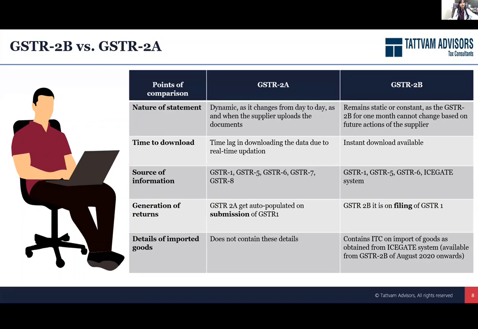But on 2B, you will be able to see only those details which have been filed. So anyone who has not filed their returns, the details for those suppliers would not even reflect in 2B. And like I said, in case of GSTR 2A, the import related data was missing, which has been added in 2B, which helps you to reconcile your purchases relating to the import of goods as well.